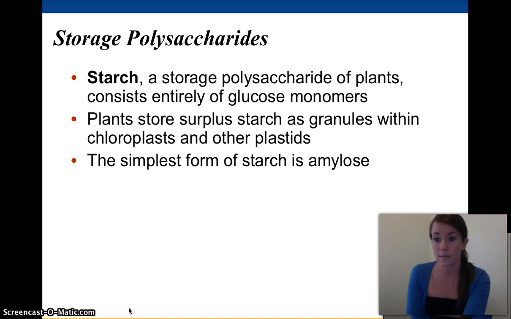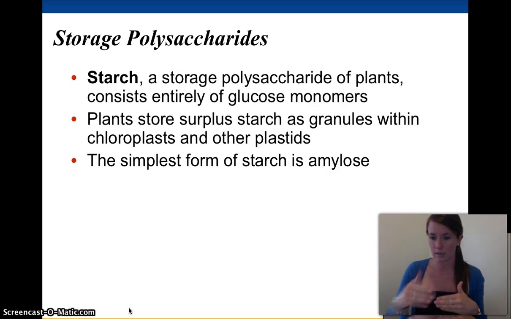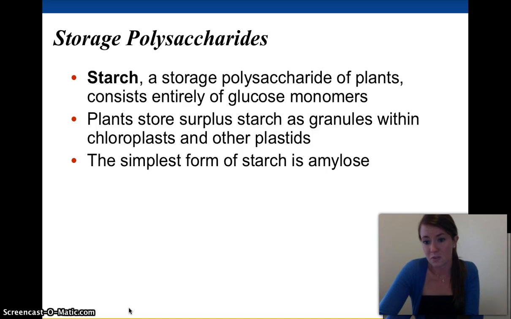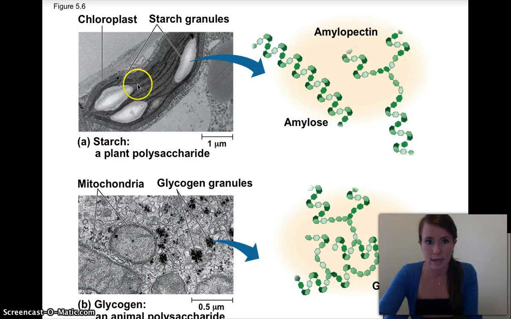So the first one that we're going to talk about is starch, which is what plants use as fuel. How do they store their fuel? It's made of glucose stacked on glucose stacked on glucose, because plants make glucose in photosynthesis, so they need a place to store it. They store it inside these starch granules inside the chloroplast, because the chloroplast makes the starch. So you can see that it's stored inside these big buckets of starch.